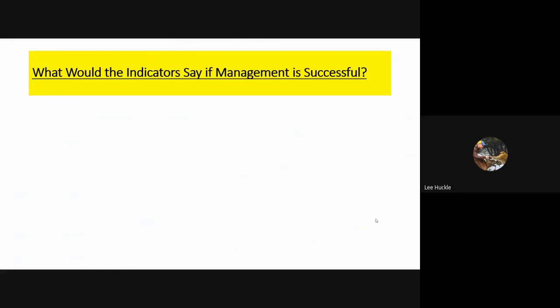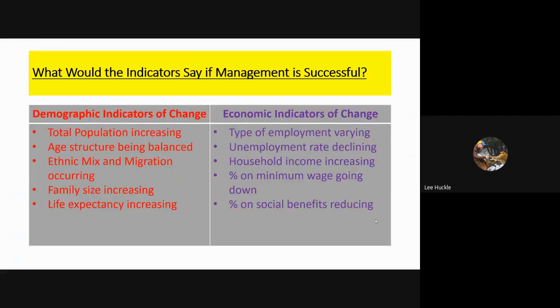And then what would the indicators say if management is successful? So how do you actually know it's a success? And there's 2 main groupings here, looking at demographic indicators and economic indicators of change. So if we're looking at the demographics, we would look at the population. What's happening to the population over time? Looking at the age structure, the ethnic mix. Is migration occurring? Are people moving in or are they leaving? Looking at the family size, looking at the life expectancy of the area. They would tell us an awful lot about the success or failure of management or change.